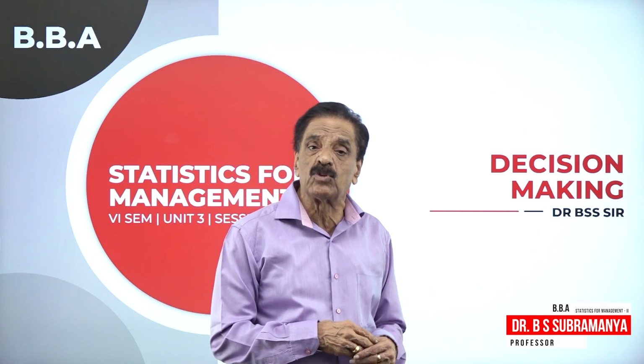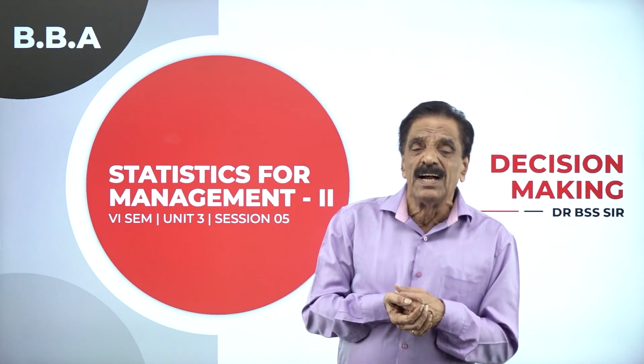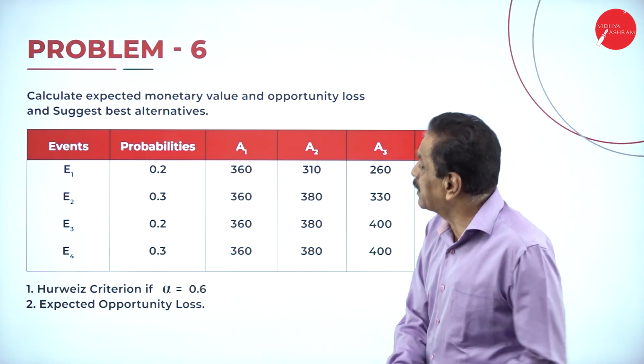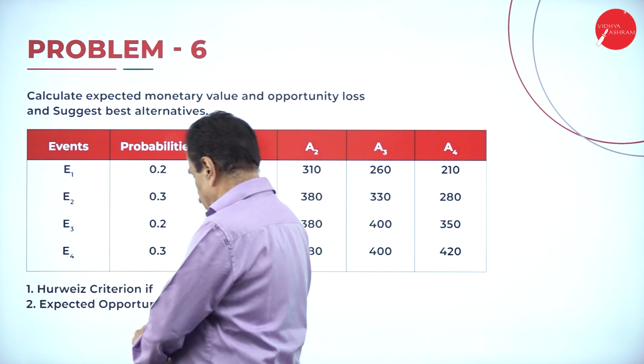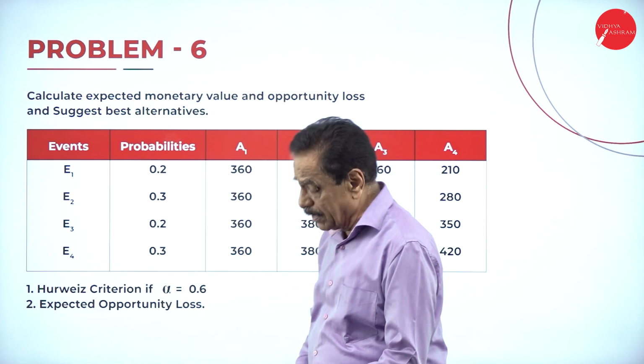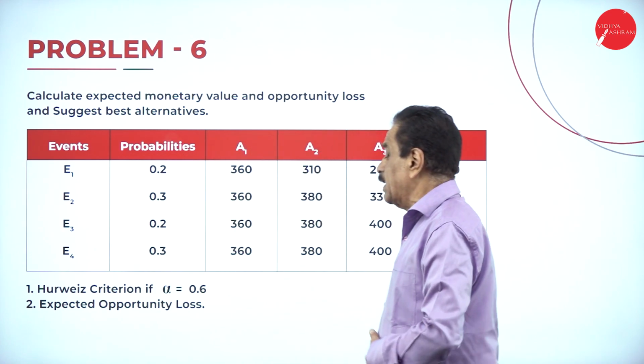We already solved the 4 problems that were considered. This is the next problem we are going to solve, and I am also going to explain a new one. Calculate expected monetary value and opportunity loss, and suggest the best alternative, and also Hurwicz's criteria if alpha.